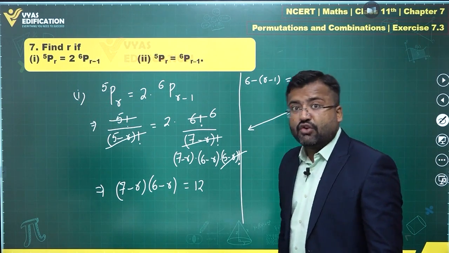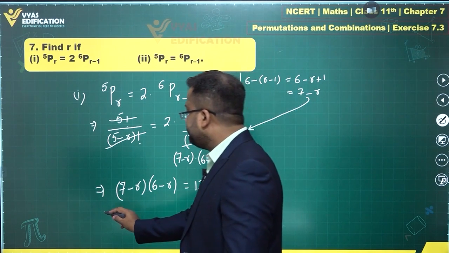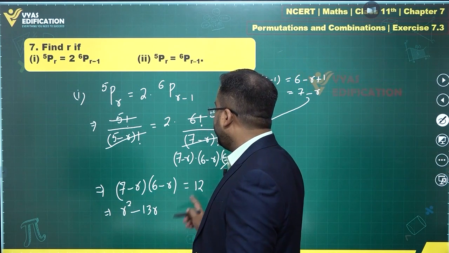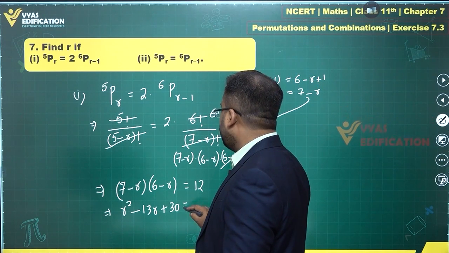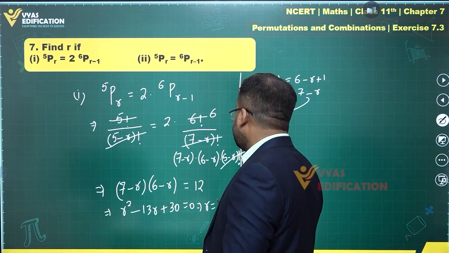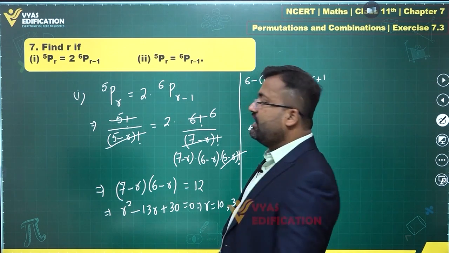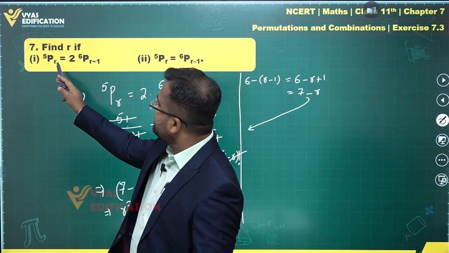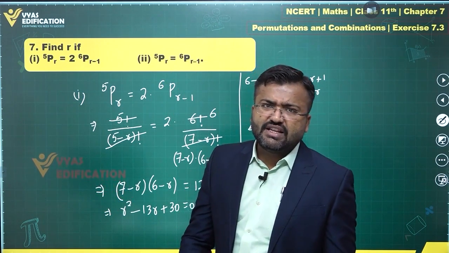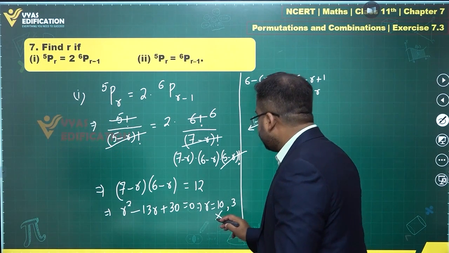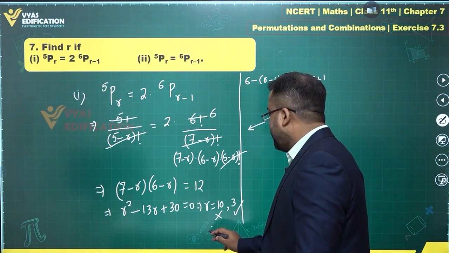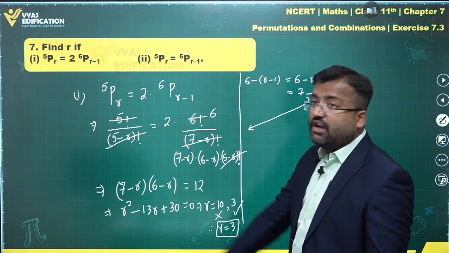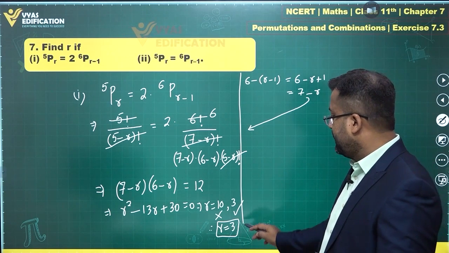Let's multiply, frame the quadratic and get the value of r after this. So this is r square minus 13r plus 42 minus this is plus 30 is equal to 0. This gives me r equals 10 or 3. There are two possibilities, r equals either 10 or 3. Now for this 5pr to be defined, r should be less than 5, right? So 10 will not be acceptable, r equals 3 is acceptable. Therefore, the final answer for the first part is r equals 3, as you can see.